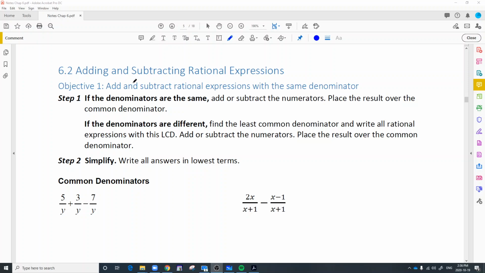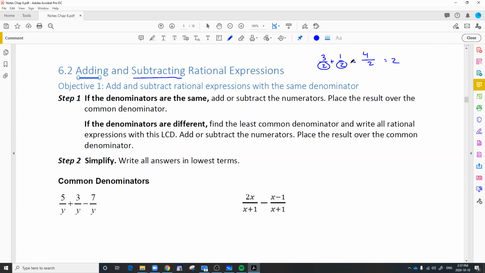So we're moving on from simplifying, multiplying, and dividing rational expressions into adding and subtracting rational expressions. As always, don't forget these relate to numbers. If I asked you to add 3 halves plus 1 half, you'd have your common denominator of 2, and then you'd have 3 of the halves and 1 more half, so you have 4 halves, and that would simplify to 2.